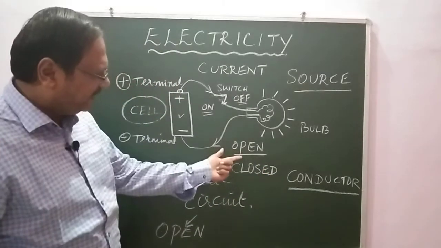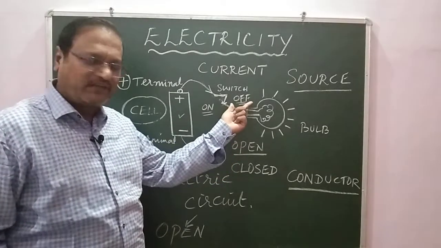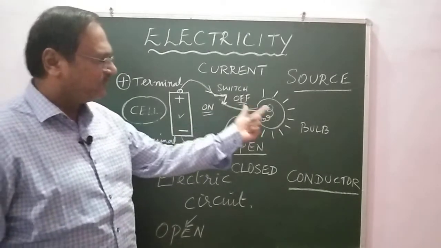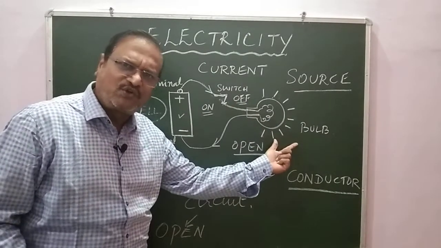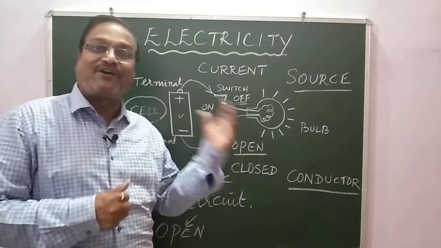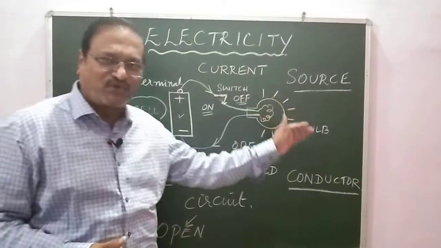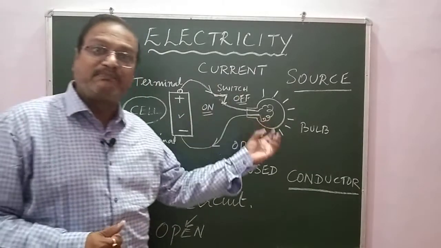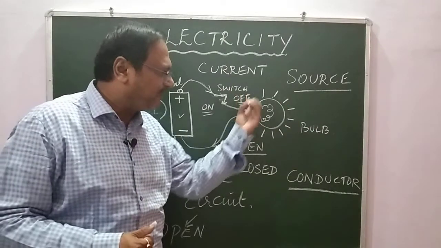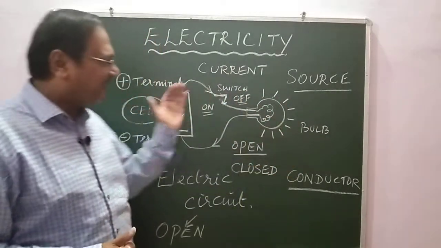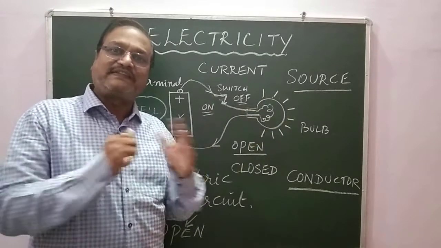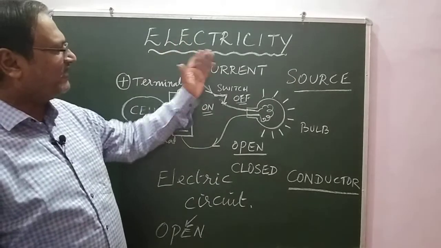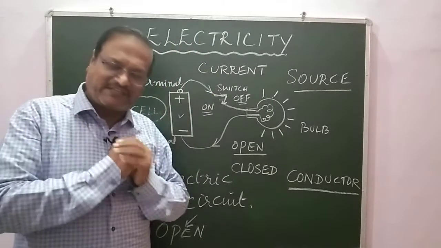In an open circuit, it is off, switch is off. In closed circuit, switch is on. When switch is off, the bulb does not glow. Why the bulb does not glow? Because current does not flow. Yes, and when the switch is on, then the bulb glows. When the bulb glows, that means current flows. This is the whole of basic of electric current or electricity starting.